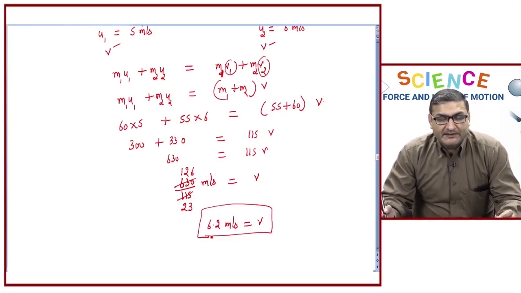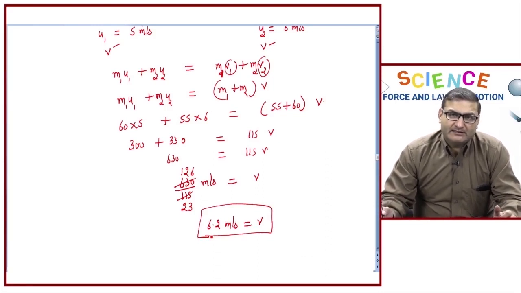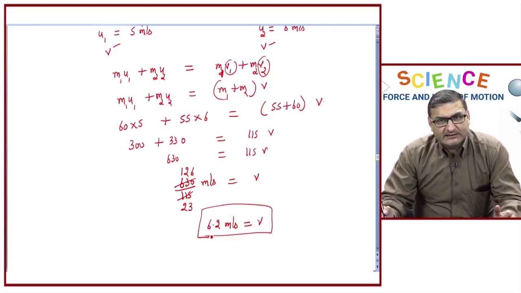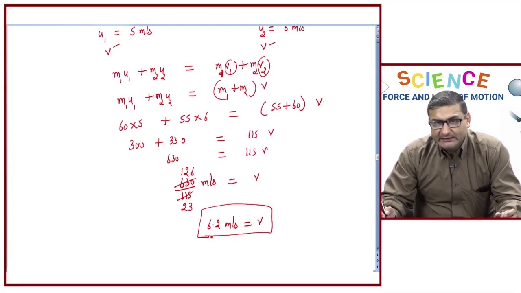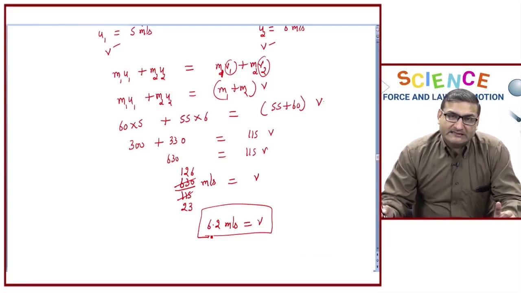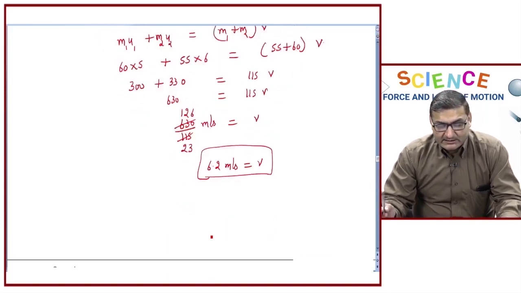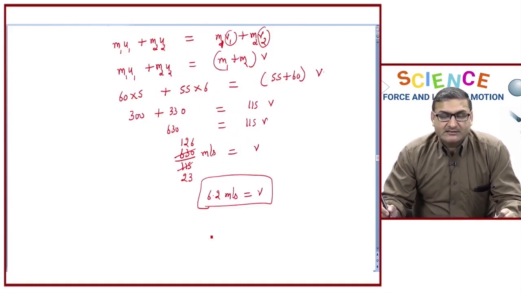So this will be the final velocity of these two hockey players. And in which direction will they be moving? They will be moving in the direction in which player B, who was with greater velocity, was basically moving. Right? Fine. So these are some questions based on law of conservation of momentum.